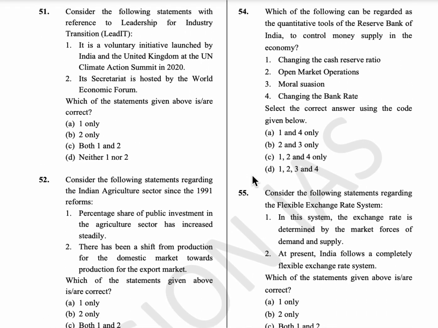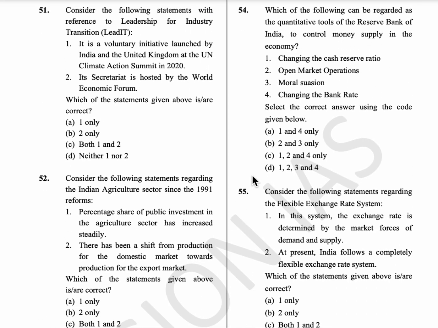54th question, which of the following can be regarded as the quantitative tools of RBI to control money supply in the economy? So change in the cash reserve ratio and open market operations, changing in the bank rate. 1, 2, 4 are correct, but moral suasion is not correct, because the moral suasion is the request by RBI to the consumer banks to take specific measures as per the economic trends, and these doesn't control money supply.